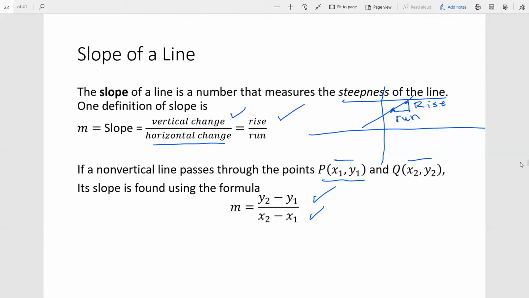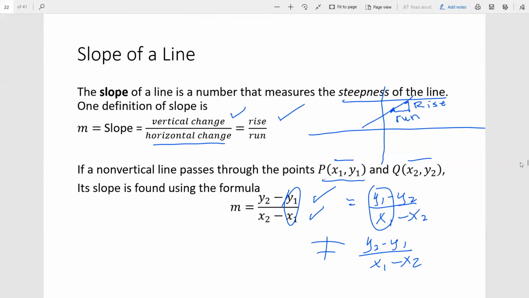It's also equal to y1 minus y2 divided by x1 minus x2, but it's not equal to y2 minus y1 over x1 minus x2. The initial point has to either be the very first or the very last in order to calculate the rise over the run. I would always stick with y2 minus y1 over x2 minus x1. Just don't reverse them.